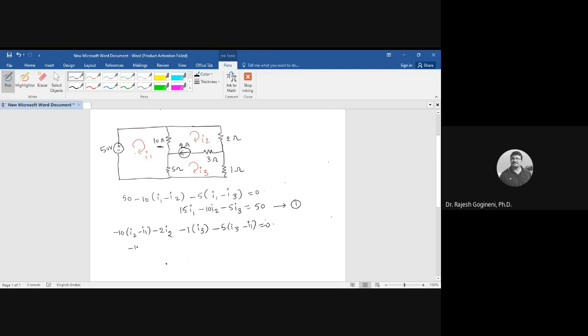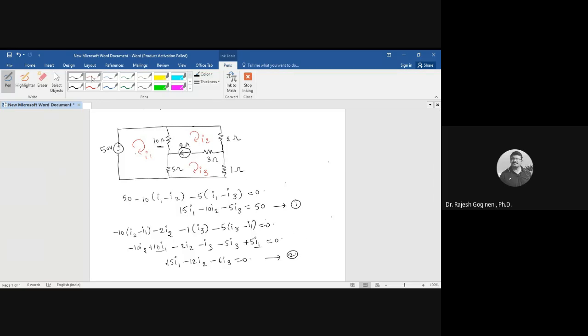So simplify this. Minus 10 I2 plus 10 I1 minus 2 I2 minus I3 minus 5 I3 plus 5 I1 is equal to 0. How many I1 terms are there? 10 I1 plus 5 I1, so 15 I1. I2: minus 10 minus 2, minus 12 I2. I3: 5 plus 1, 6, minus 6 I3 is equal to 0, right? This is the second equation.